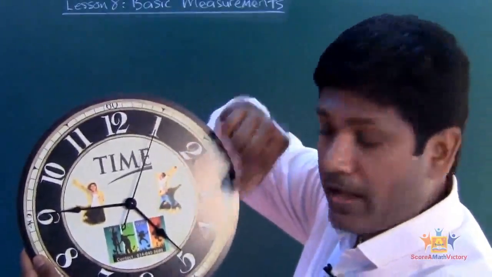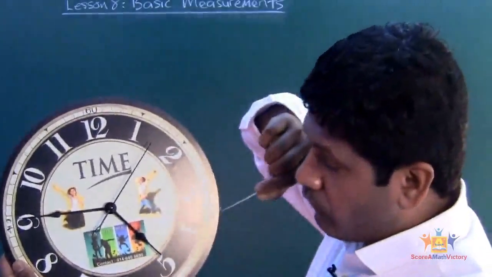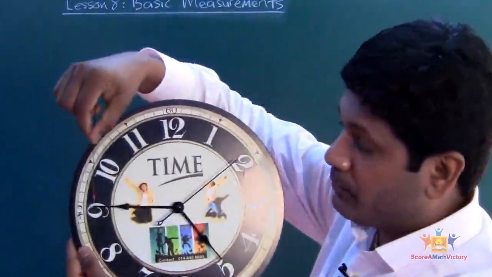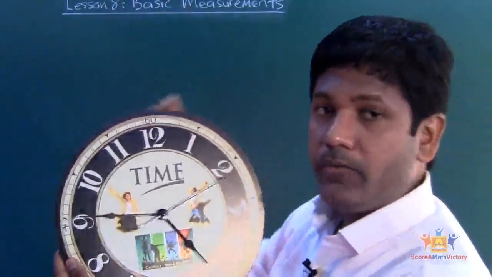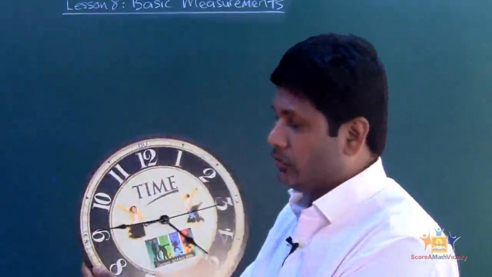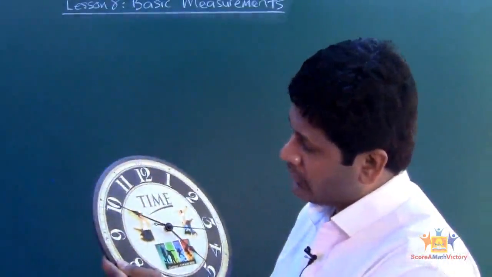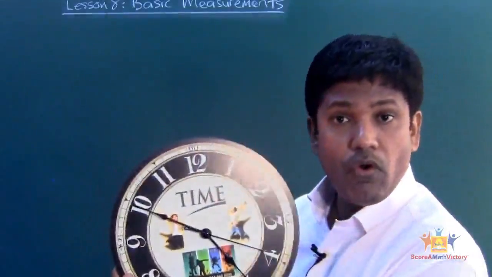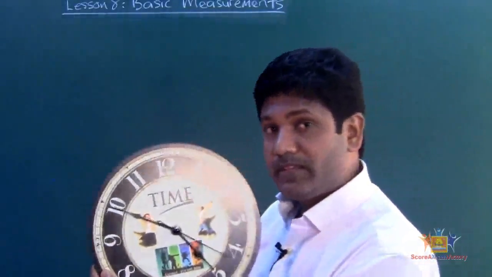It's getting closer to 5, but it's not 5 yet. It's still 4:45 because it's pointing at 9. How do we know that it's 45? Because 9 times 5 is 45. What about if it shows 10? So it shows 10, what is it? 4:50, because 5 times 10 is what?